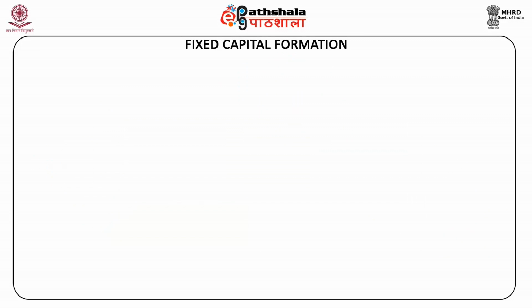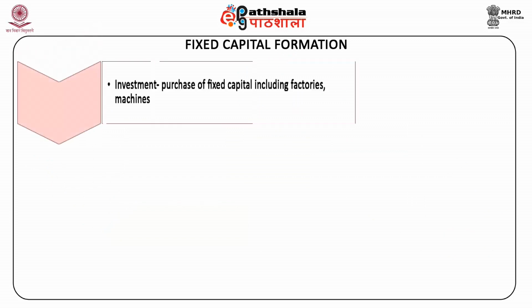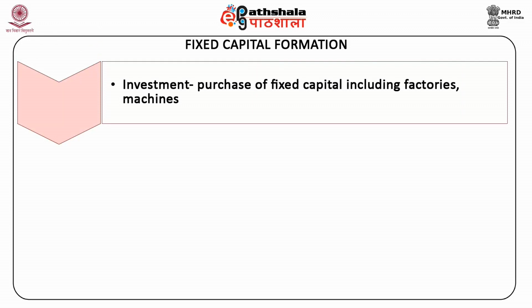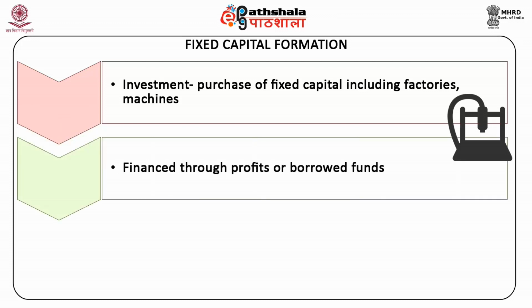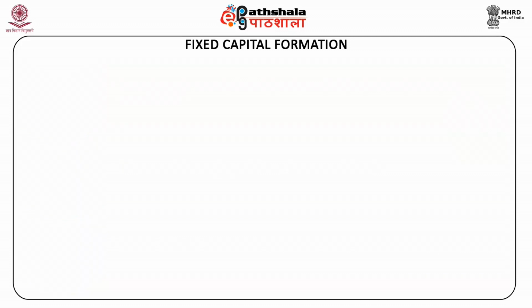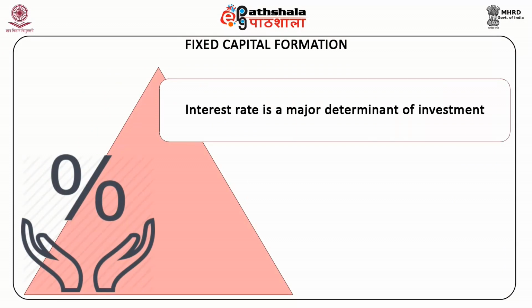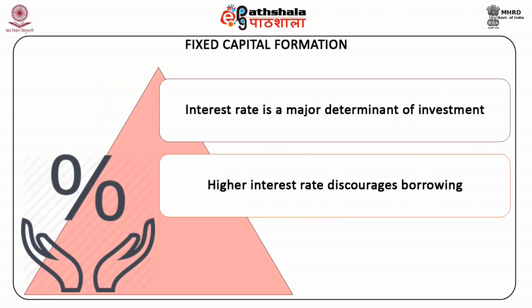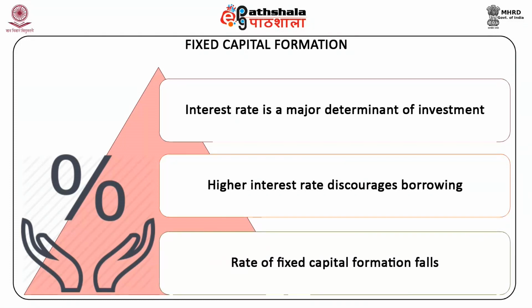And lastly, we have fixed capital formation. The majority of investment spending by business firms is in the form of purchase of fixed capital, including factories, machines, buildings, etc. These investments by business firms are financed either through profits or borrowed funds. Generally, firms rely more on borrowed funds for their fixed capital investments. Thus, interest rate is a major determinant of investment spending. A higher interest rate discourages borrowing as the cost of borrowing rises, and thus the rate of fixed capital formation falls in the economy.